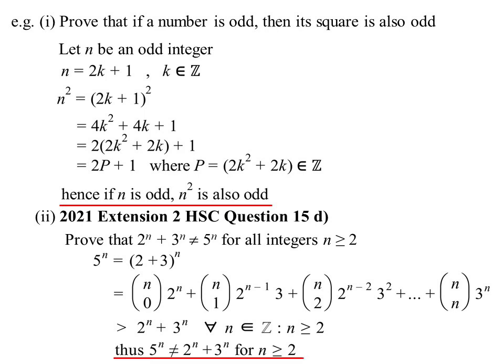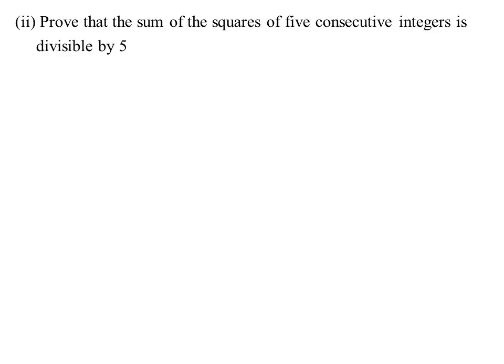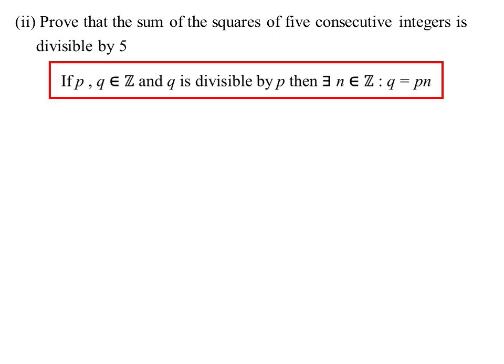A direct proof of that particular one. Prove that the sum of the squares of 5 consecutive integers is divisible by 5. I just put this in a box here. It's a fairly obvious thing, but I'm just stating it here.